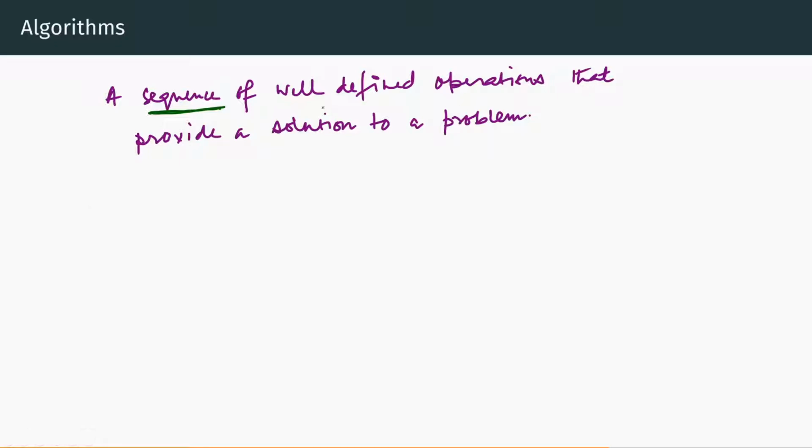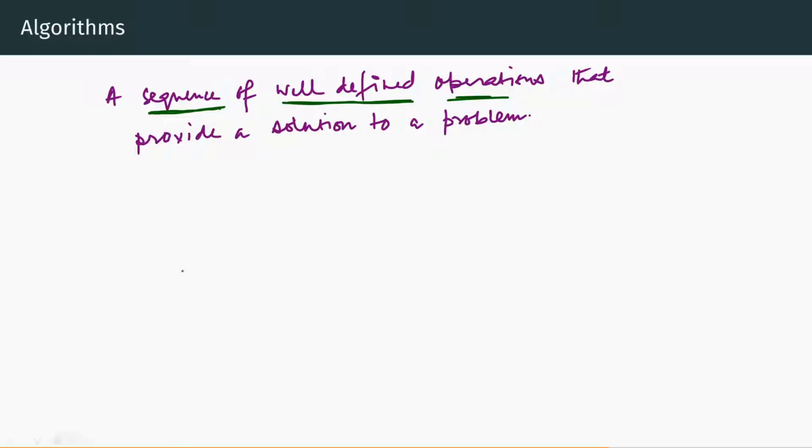The second part is well defined. The operations that you perform in order to solve that problem must be well defined. What do I mean by well defined? The person who is solving that problem, the sequence of operations that you provide must be well defined in their dictionary, which means they must be able to perform those operations, right?